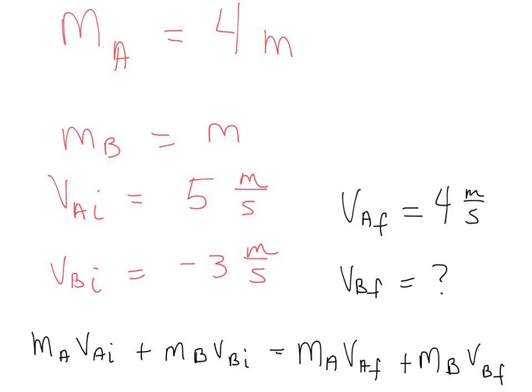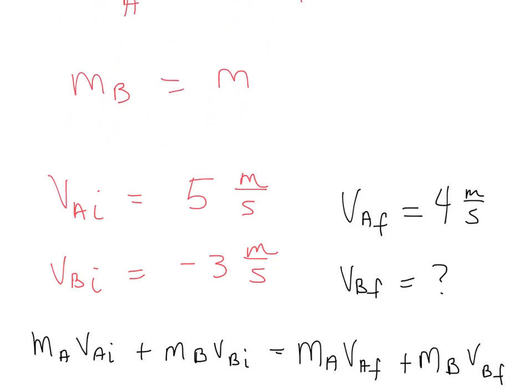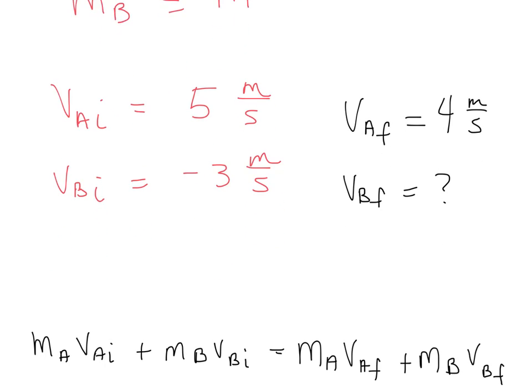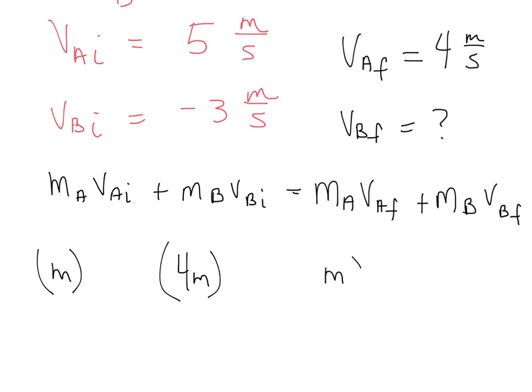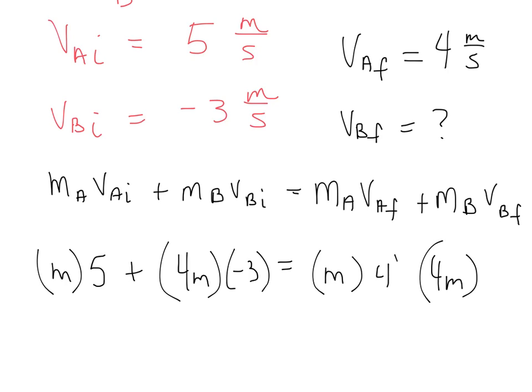Now, if our goal is to determine VBF, we know that the mass of object B is quadruple it. You could start by putting a 4m here, m here, m here, and a 4m here. And then you know the rest of the numbers. 5, -3, 4, and your unknown. So you can solve for this unknown over here.